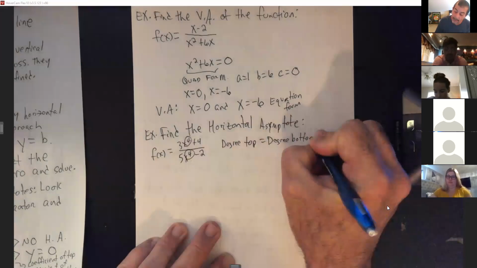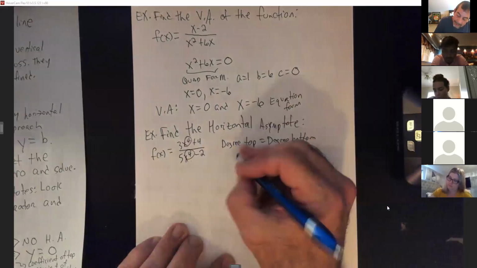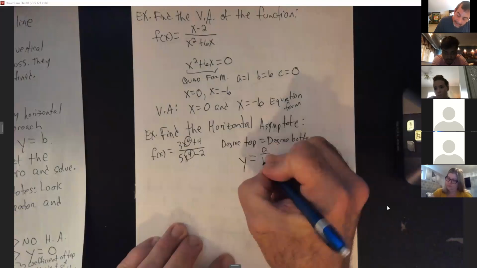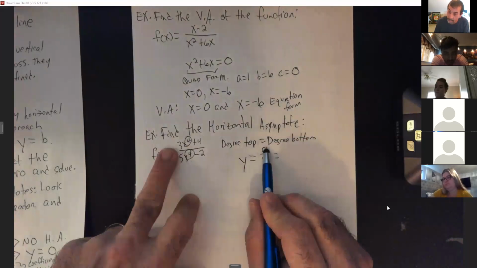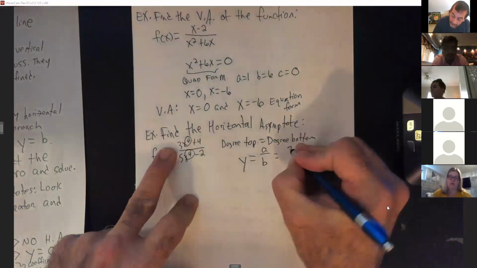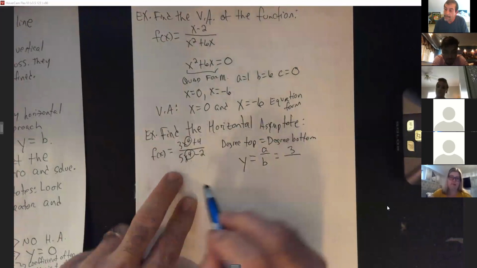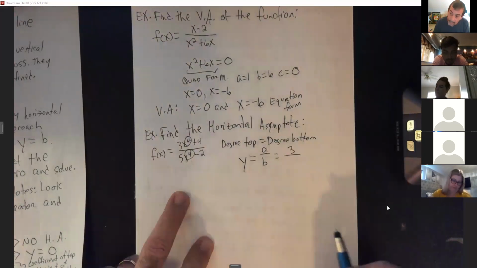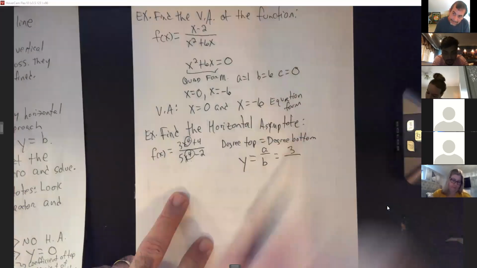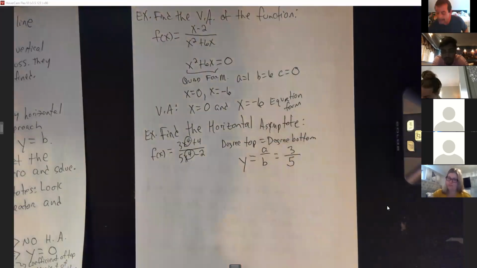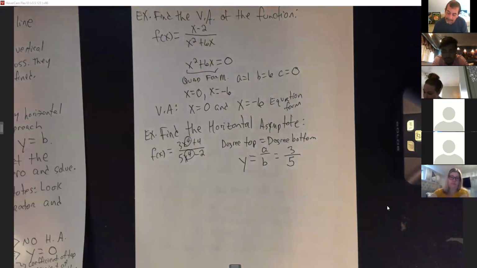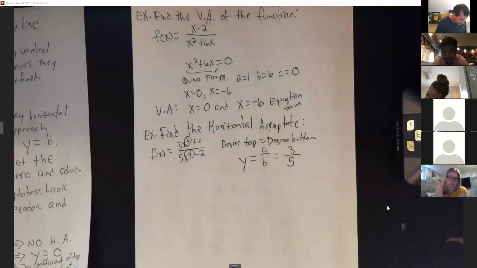So that told me when they were equal, it was going to be y equals the ratio of a over b. Well, a was the lead coefficient on top, which is a 3. b is the lead coefficient on the bottom, which is a 5. So over time, that's telling me that my horizontal asymptote is going to try to reach 3/5, okay? But it won't ever get past it. There you go.